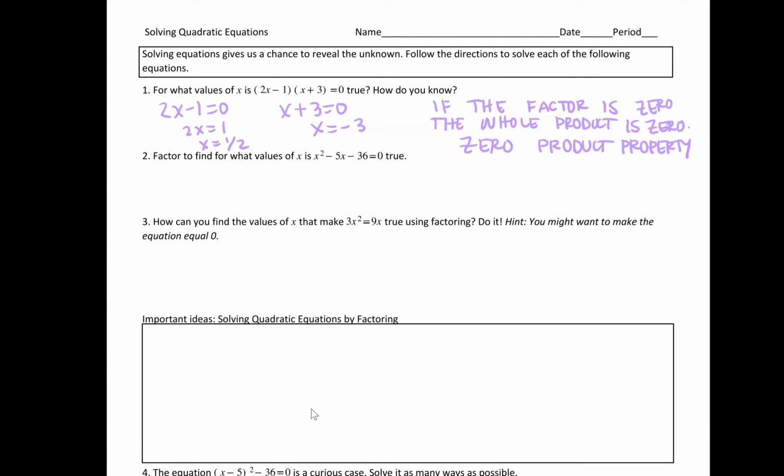Alright, what about number 2? It says for what values of x is x squared - 5x - 36 = 0 true. So I need to factor that. What multiplies together to give me -36 and adds together to give me -5, which is -9 and a +4. So set both of those equal to 0, so that'll be 9 and -4.